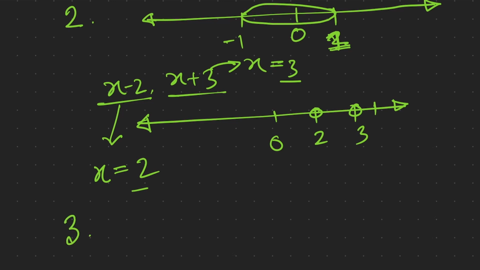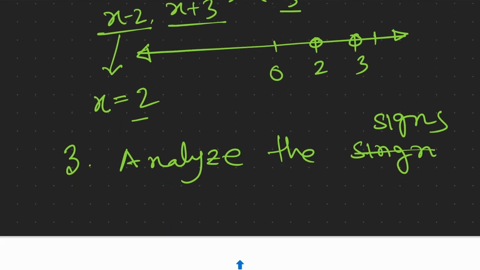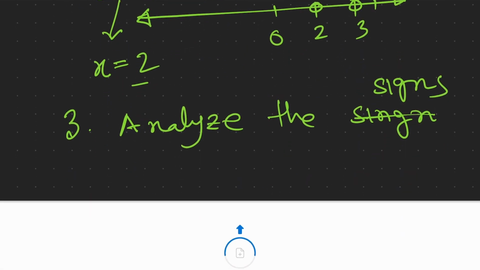Our third step is to analyze the sign of each expression in each interval to determine where the inequality holds true. So in the final step, we have to analyze the signs of the expressions for a better understanding.